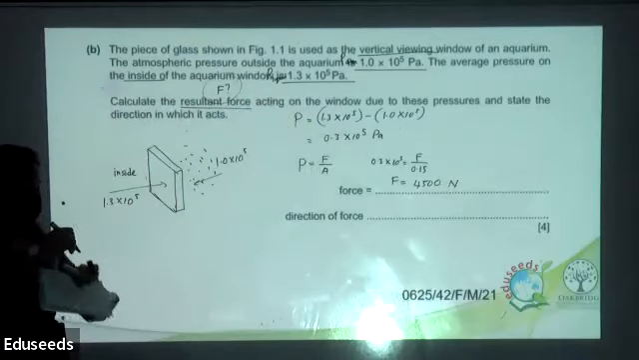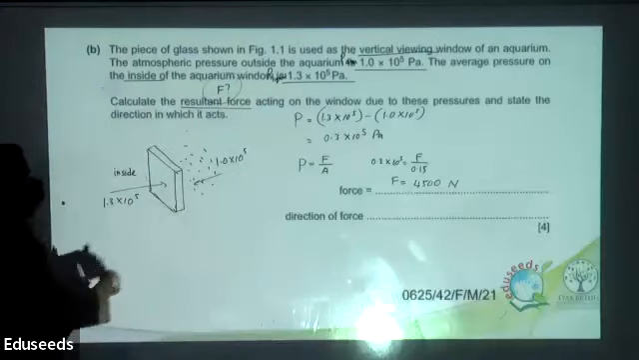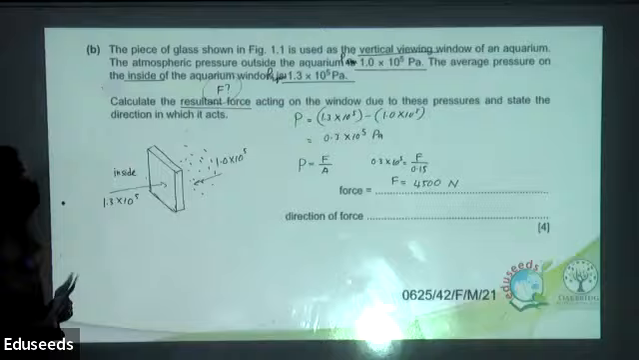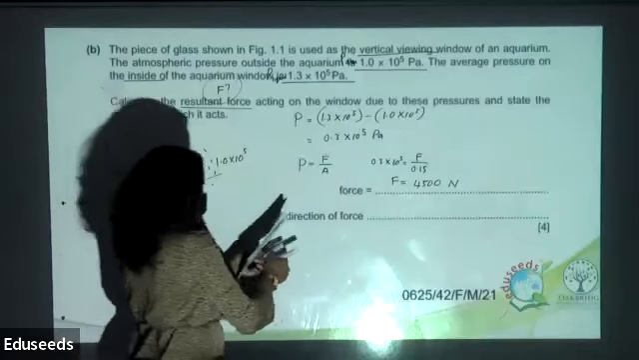Direction of the force. If you look at the diagram, which side has more pressure? From inside to out. So your answer will be outward.